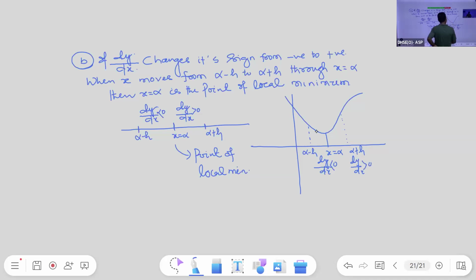If you draw a tangent in the left neighborhood of the point x is equal to alpha, the inclination of the tangent line will be obtuse, theta is obtuse. So tan theta is less than 0, so dy upon dx is less than 0 in the left neighborhood. In the right neighborhood, theta is acute, tan theta is greater than 0, so dy upon dx is greater than 0. Clear?